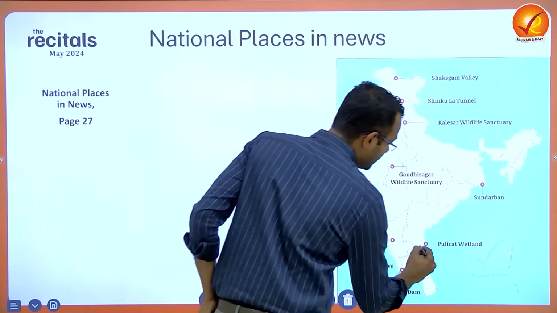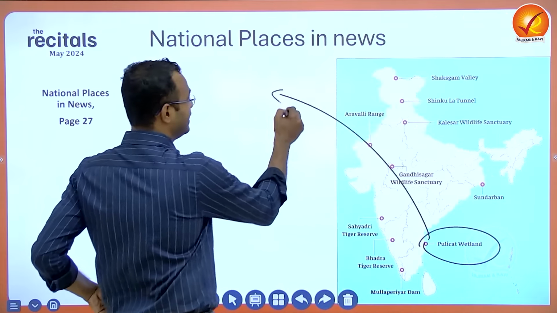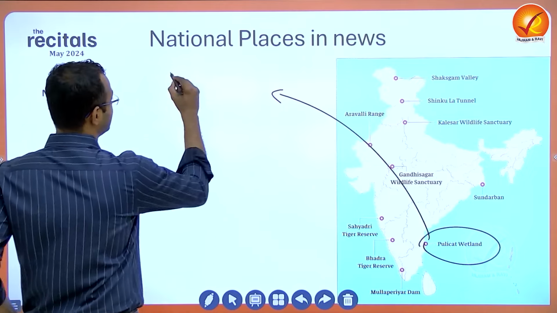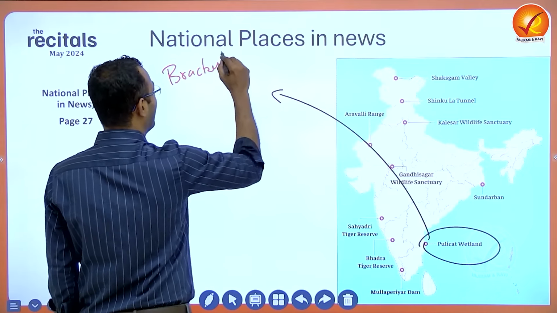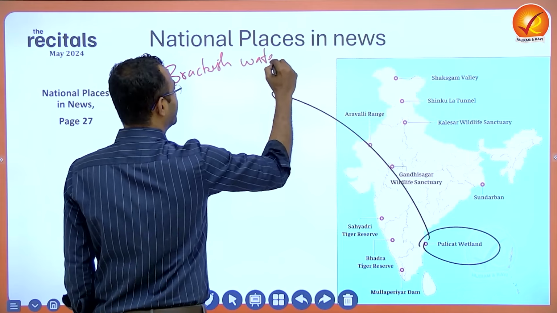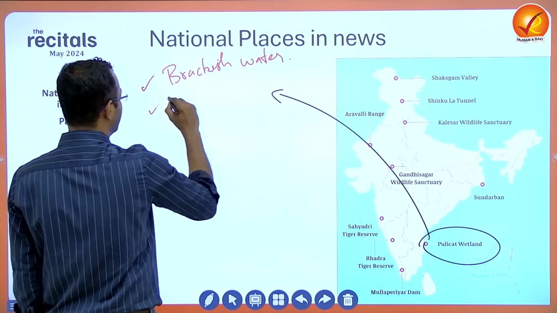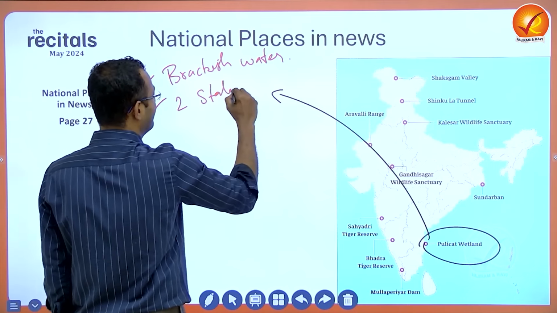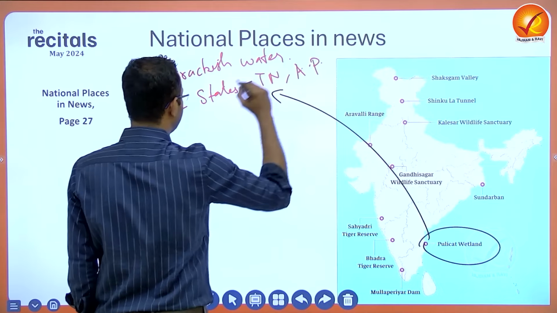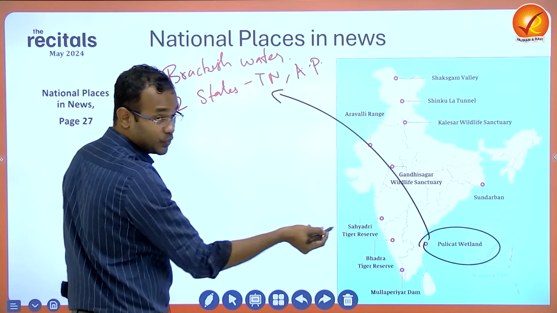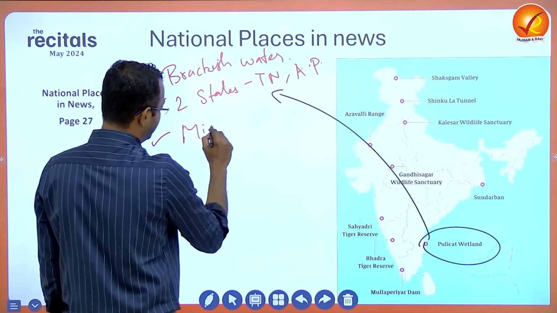Moving to the next, Pulicat wetland has already been in prelims. Pulicat wetland is a brackish water ecosystem spread across two states, Tamil Nadu and Andhra Pradesh. It is highly known for migratory birds.